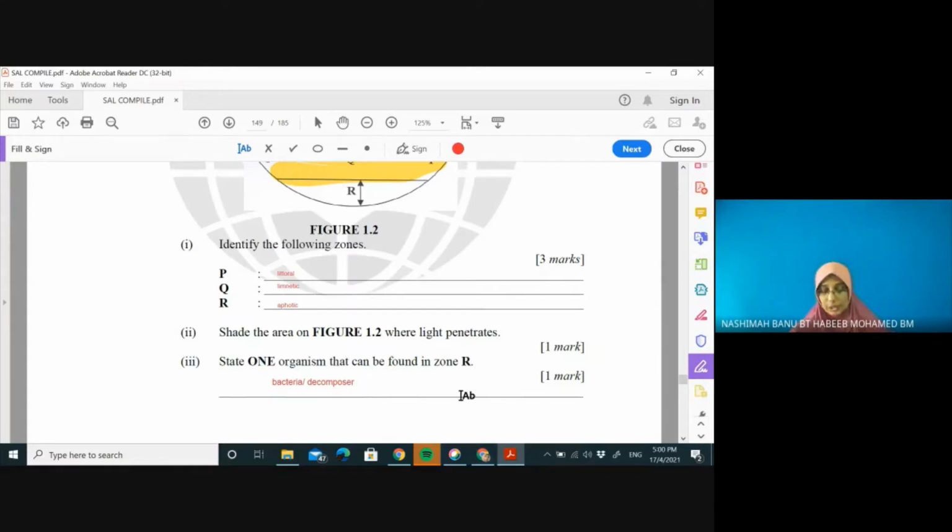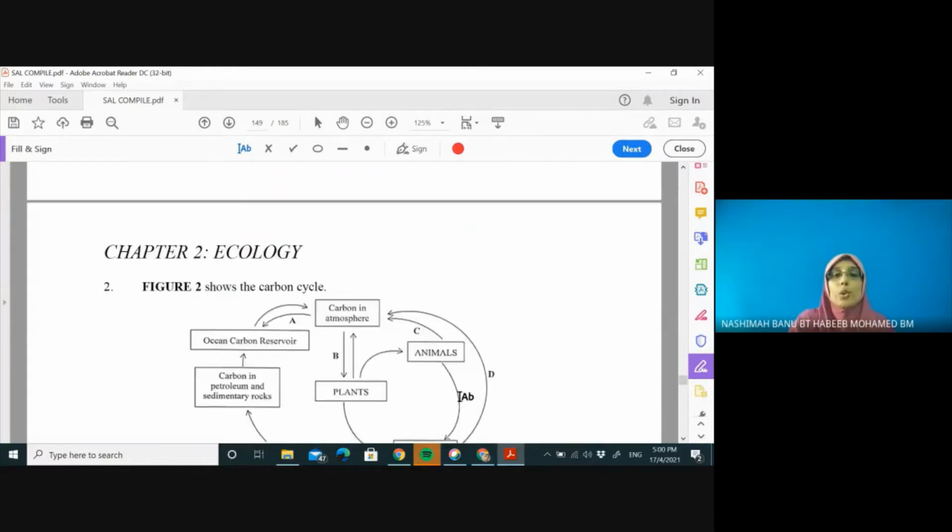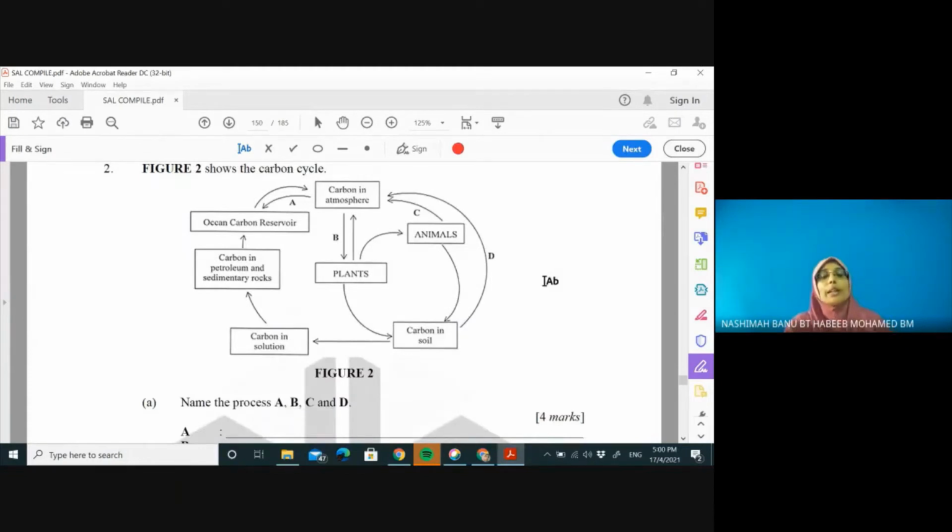Now, let's go to question number 2. Question number 2 is the carbon cycle. If you recall back during your syllabus, we are learning about the carbon cycle, the nitrogen cycle, and another one is the phosphorus cycle. This question is asking about the carbon cycle. Before you identify the stages, please have a look at the process that occurs.